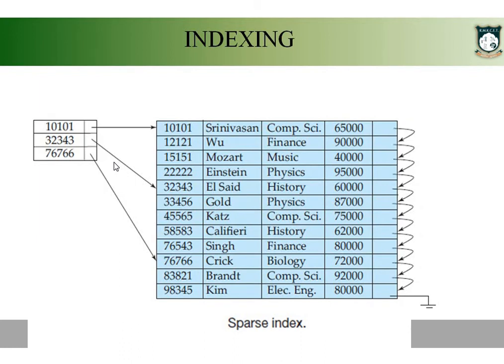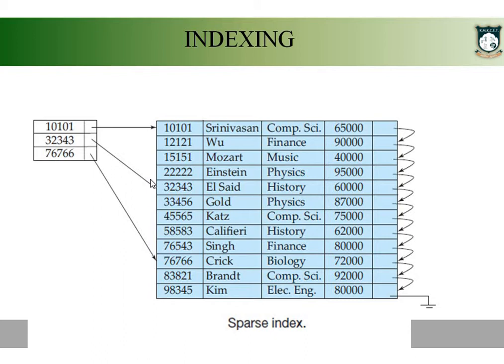The next type is sparse index. In a sparse index, we have index records only for selected key values. If you look at this example, even though you have many instructor IDs, we have index records only for 3 IDs, right? So when you have index records for selected key values, it is referred to as a sparse index.